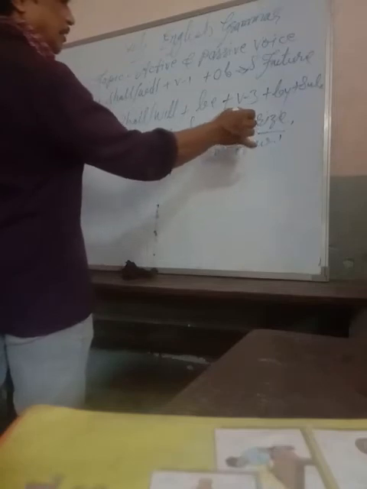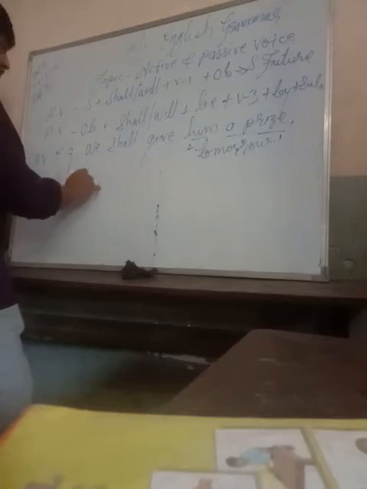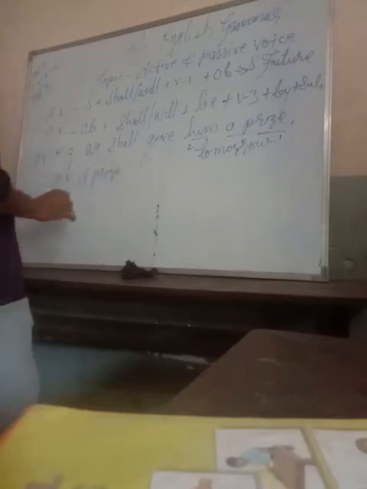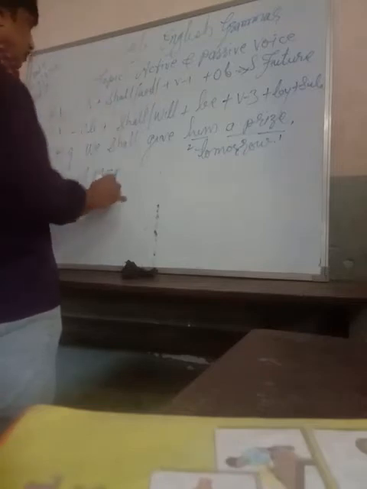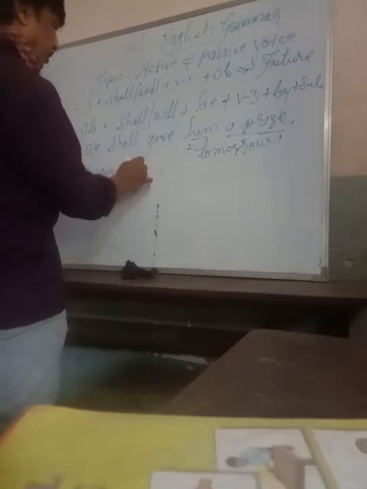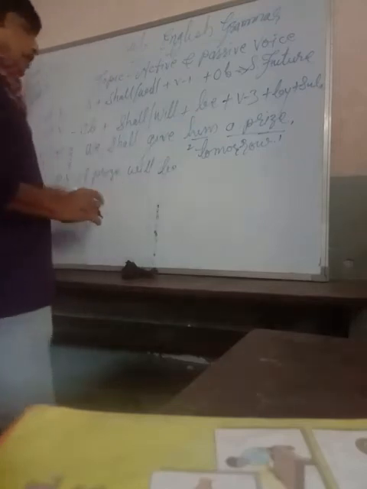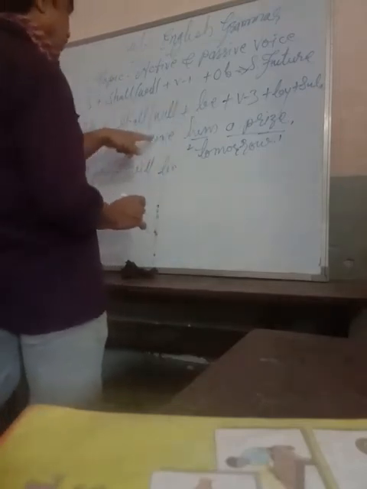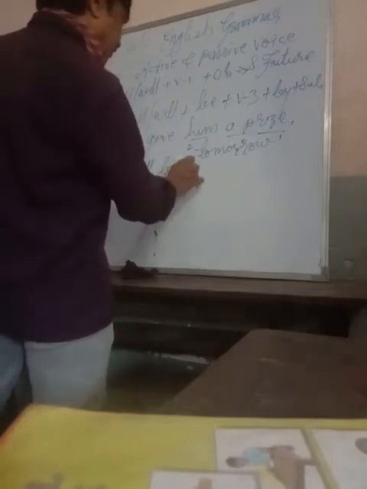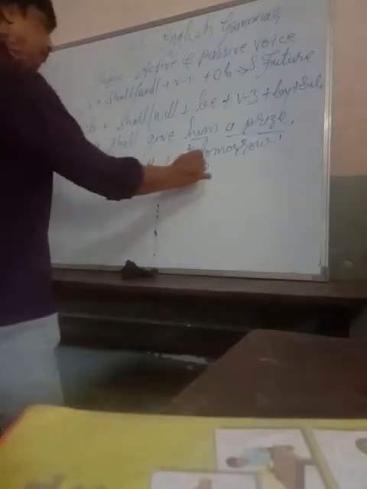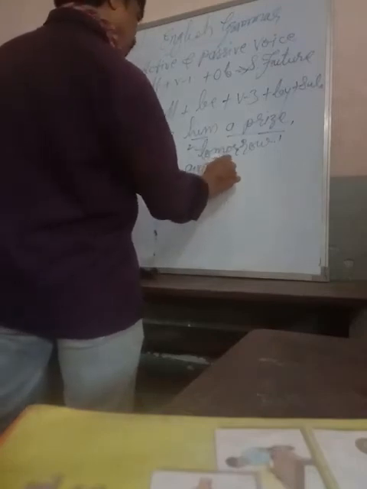Prize is the direct object and him is the indirect object. So we have to take the direct object first. So a prize. Now shall/will. After object, shall/will. So will is used here. A prize will, and be to this form. A prize will be. What is that? V3 of give: given, past participle. Look, a prize will be given to him.